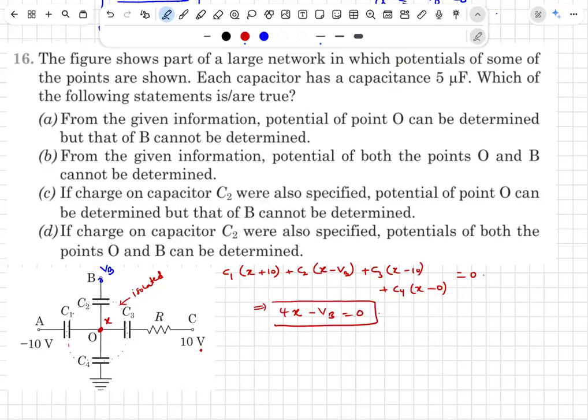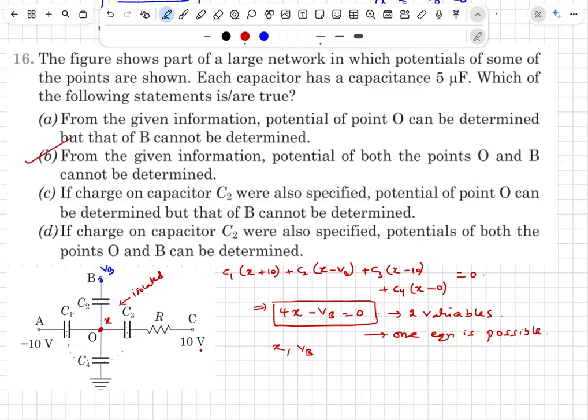There are two variables, and with the given data only one equation is possible. So I cannot determine X and VB just with this equation. Therefore option B is correct.